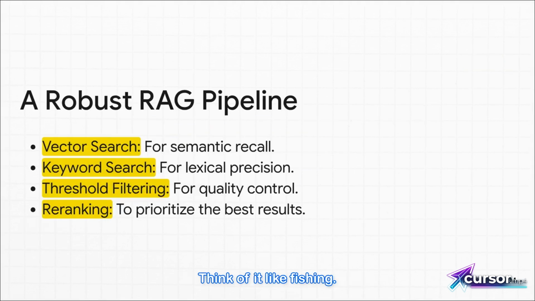Think of it like fishing. A really solid, production-ready system uses vector search to cast this huge, wide net to pull in everything that's semantically related. But then it uses keyword search, like a spear, to catch those very specific terms, exact product names, error codes, things that have to be precise. And once you've got all that, you're not done. You then run it all through filtering and re-ranking to make sure only the absolute best, most relevant results actually get passed on to the LLM.